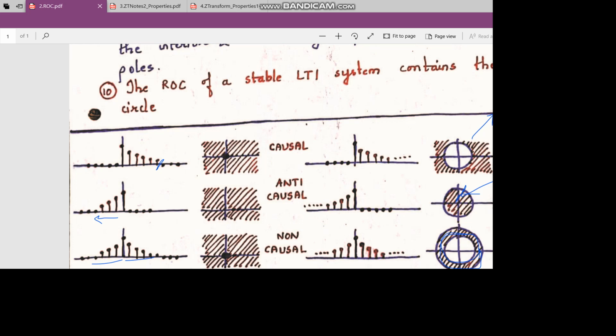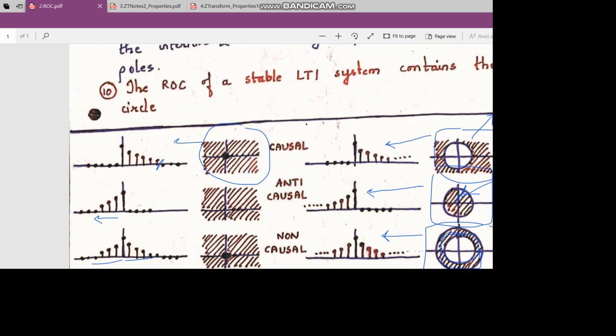So this conclusion can be drawn. Whenever we get an ROC in this form, we can conclude that it is for a causal infinite duration sequence. When we get the ROC in this fashion, we can conclude that it is for an anti-causal infinite duration sequence. When we get it in the form of a ring, we can conclude that it is for a double-sided, non-causal sequence, and it is infinite duration. Here the dots indicate an infinite duration sequence. Similarly, whenever you get the ROCs, you have to conclude in a similar fashion.